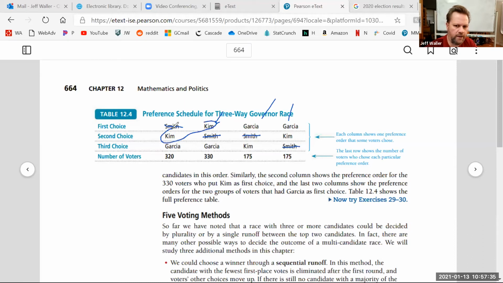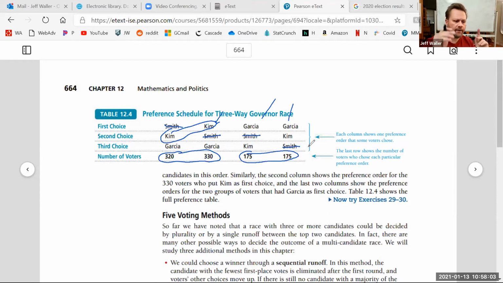Now Kim has got 650. Do you see that? Garcia has still got the 350. So Kim definitely would win.